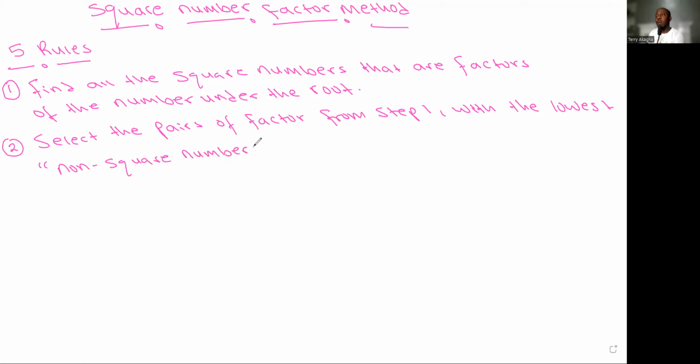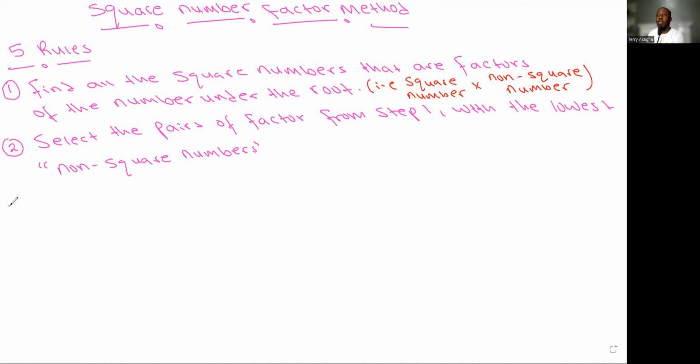So basically what I'm saying is that in step 1, remember we're looking for square numbers that are factors. You're going to have a square number multiplying a non-square number. So usually that's what you're going to find. So from step 1, the pair that has the lowest non-square number is the one you then select.